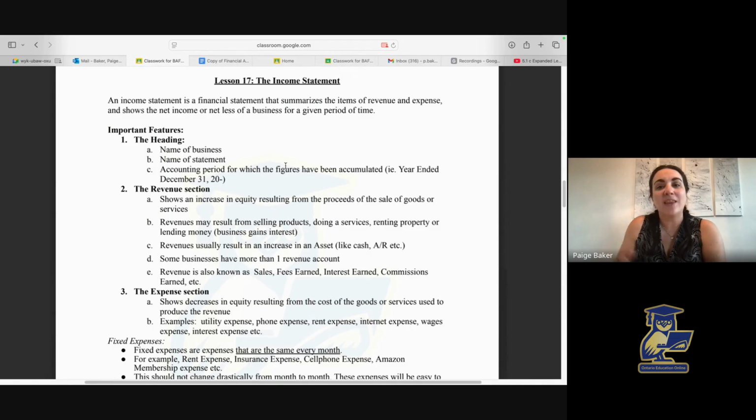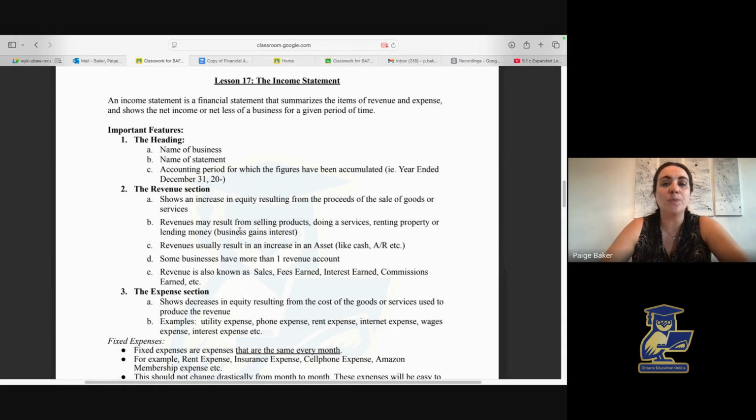So, like the balance sheet that we explored in Unit 2, an income statement is another financial statement that summarizes the items of revenue and expenses and shows the net income or net loss of a business for a given period of time. So, unlike the balance sheet, we are looking at the owner's equity section completely in the income statement.